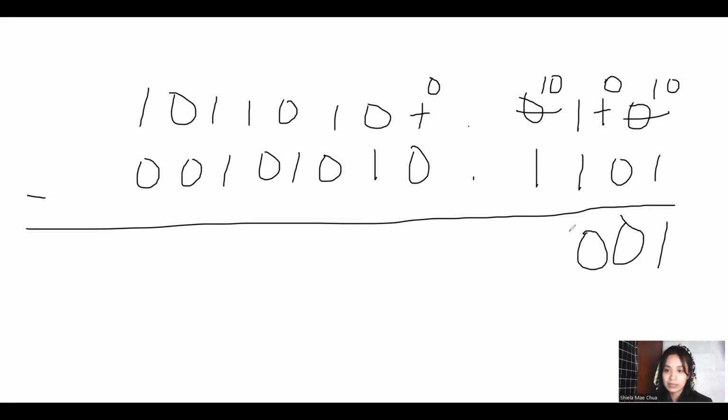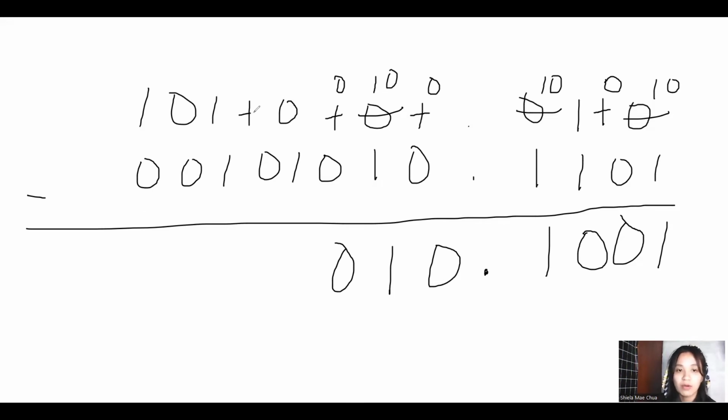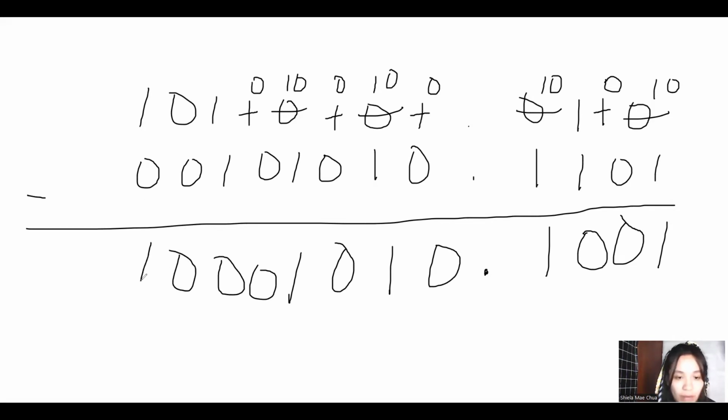1, 0 minus 1 is 1. Copy or bring down the binary point or the radix point. 0 minus 0 is 0. 0 minus 1 cannot be, so we borrow 1, so it will become 0 and it will become 1, 0. 1, 0 minus 1 is 1. 0 minus 0 is 0. 0 minus 1, we will borrow from 1, so it will become 0 and it will become 1, 0. 1, 0 minus 1 is 1. 0 minus 0 is 0. 1 minus 1 is 0. And 0 minus 0 is 0. And 1 minus 0 is 1. So our answer is 100010100.1001.